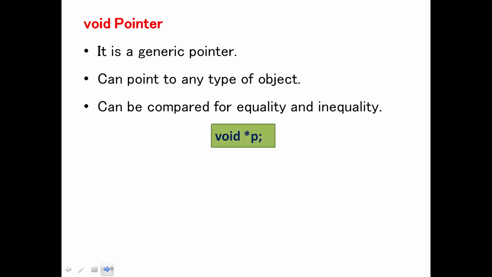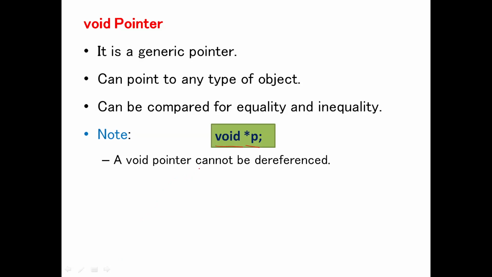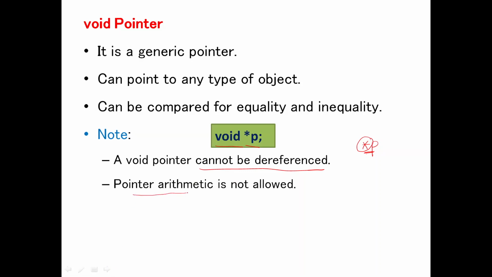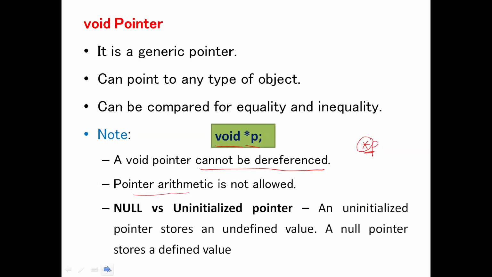So this is the syntax for creating the void pointer. Simply we have to use the keyword void, then we have to use the declaration. Important thing is void pointer cannot be dereferenced. We have previously seen that to dereference the address pointed by the pointer we have used the symbol *p. So that cannot be done in the void pointer. And also pointer arithmetic cannot be allowed here. So we cannot perform any pointer arithmetic operations in void pointer.